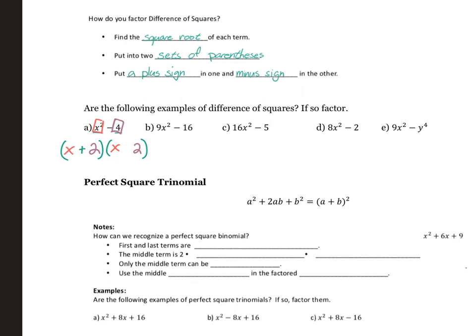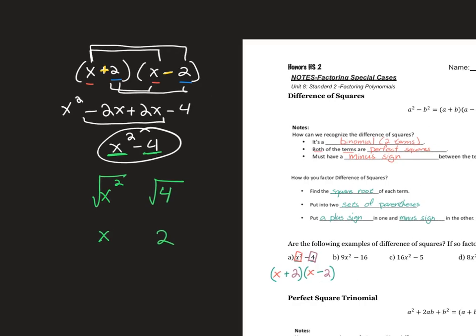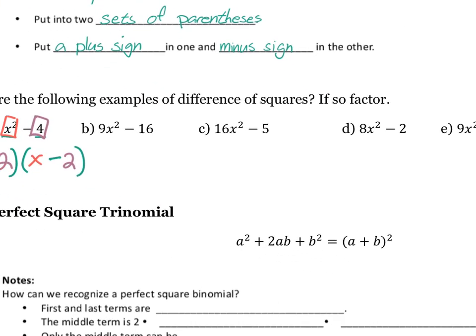And it doesn't matter which one gets plus and which one gets minus, so long as you put in one of each. So you can see how that relates back to this problem I gave you at the beginning, right? We took those two binomials and multiplied them together, and we got x squared minus 4. Now we're pulling them apart to factor them.